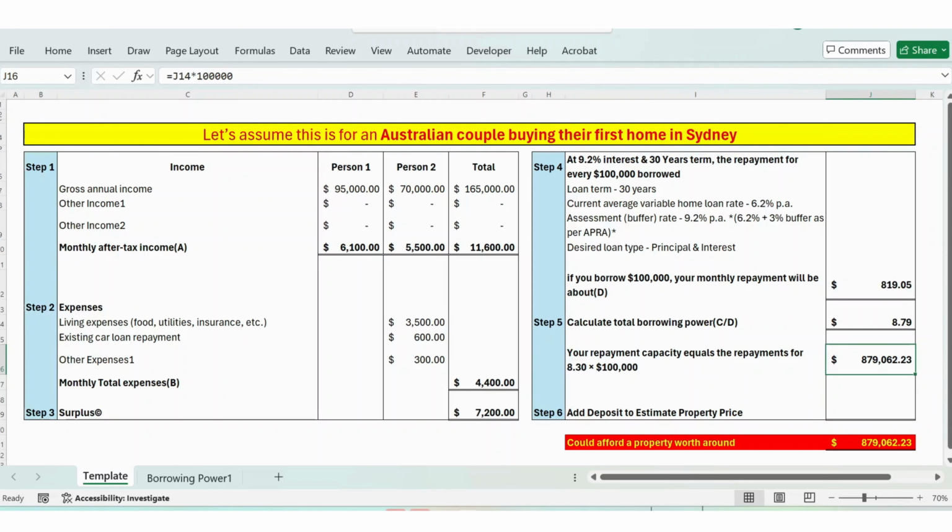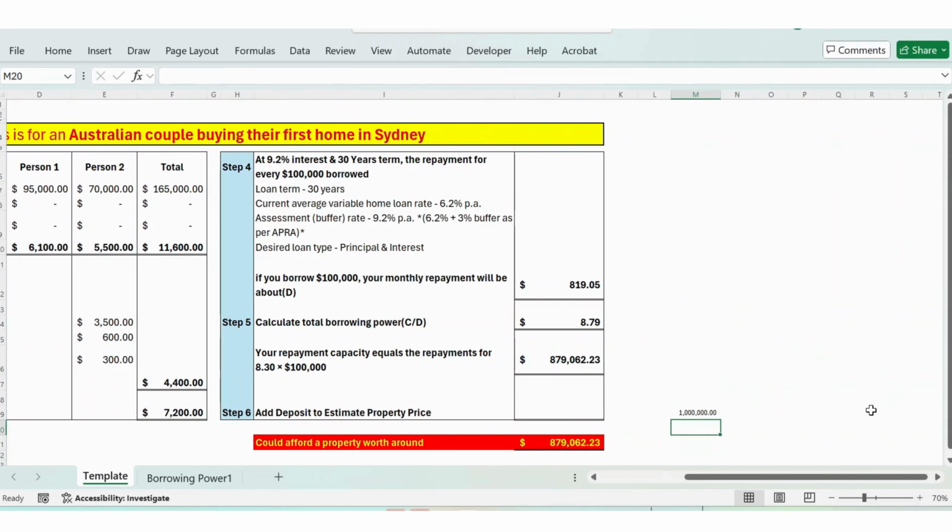Now, assuming that the property cost is 1 million, we need to see what the deposit will be for the property price. To calculate that, I have typed in 1 million. I just need to give a formula here. Let's take 1 million minus whatever capacity we have calculated, press enter. So this will give me the deposit total, that is 120,000. So overall you could offer 1 million.